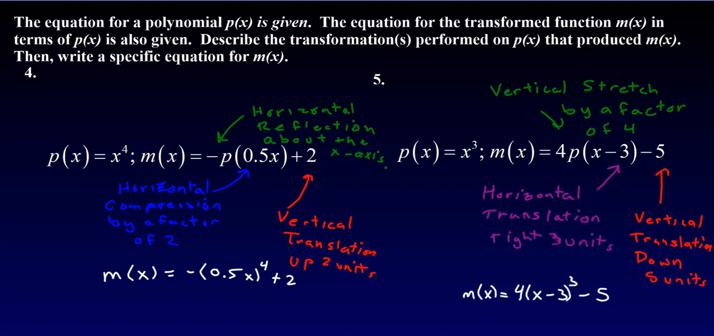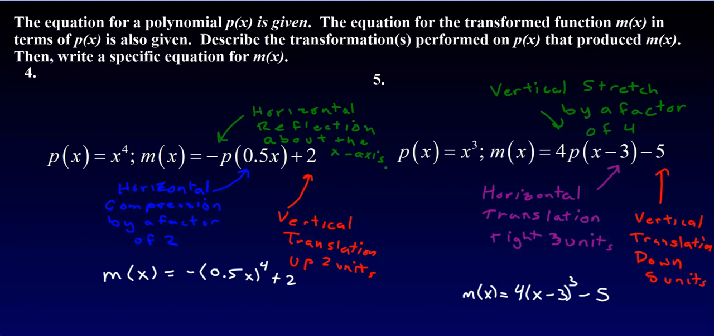Okay, so hopefully you saw that the 4 is a vertical stretch by a factor of 4. You saw that the minus 3 is a horizontal translation, right 3 units, and the minus 5 is a vertical translation, down 5 units. And then the specific equation would be m of x equals 4 times (x minus 3) cubed, minus 5.